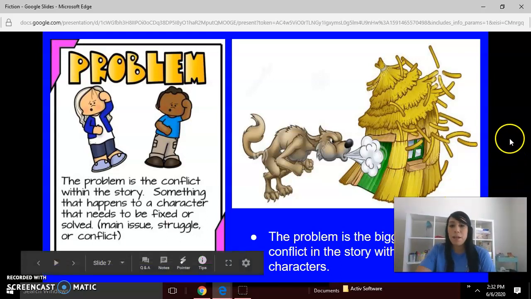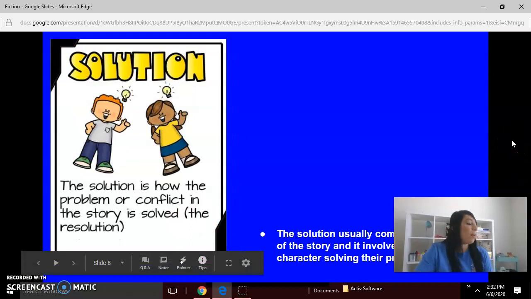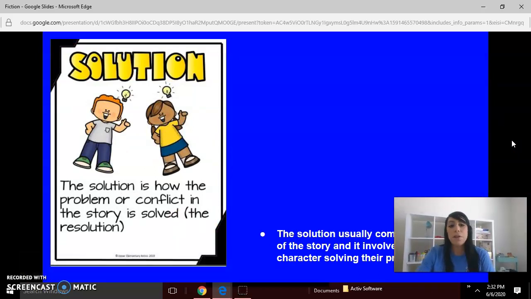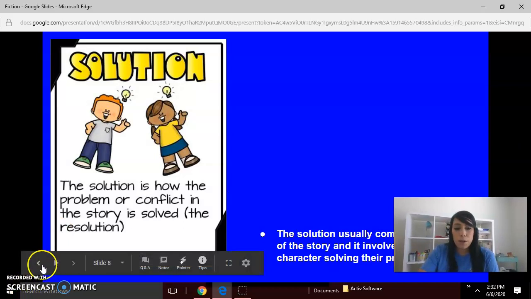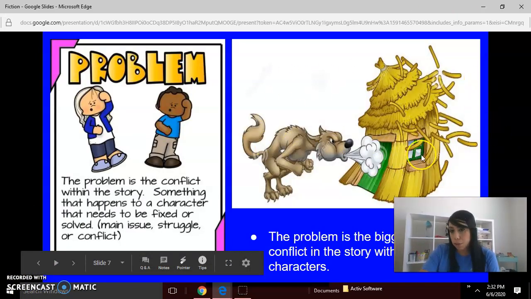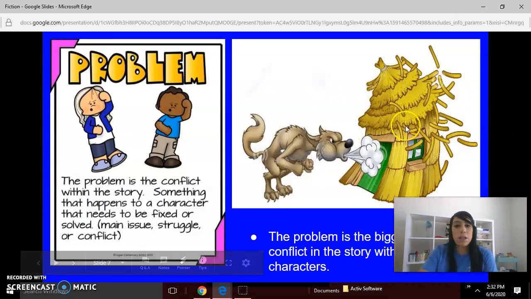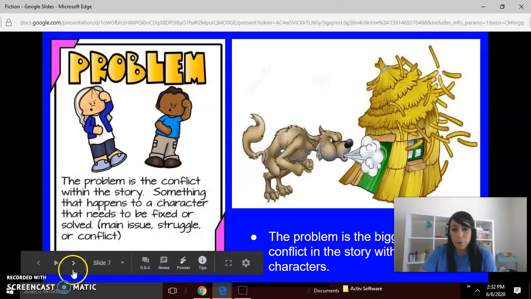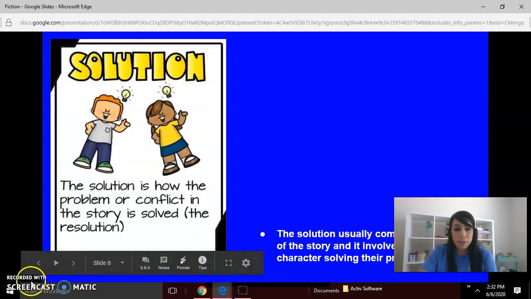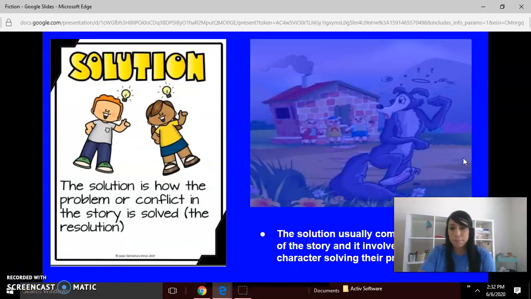Excellent. Now, our very last story element is going to be solution. So the solution is how the problem or conflict is solved. I want you to remember something. The solution usually comes at the end of the story, and it involves the main character solving their problem. So as we just saw in the other slide, if the problem was that the wolf was knocking down the houses because they were weak, then how did they solve this? Let's take a moment and think.